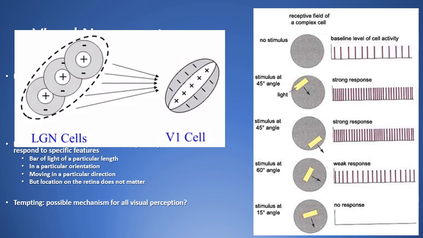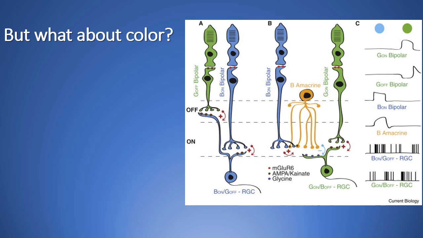This should be tempting to think of as a possible mechanism for all basic visual perception. Maybe we can add these features together: a line of certain orientation, it's got to have movement, and so on. Those are features that we can put together to figure out what it is we're looking at. But we need to make one pit stop first, and that is color vision.